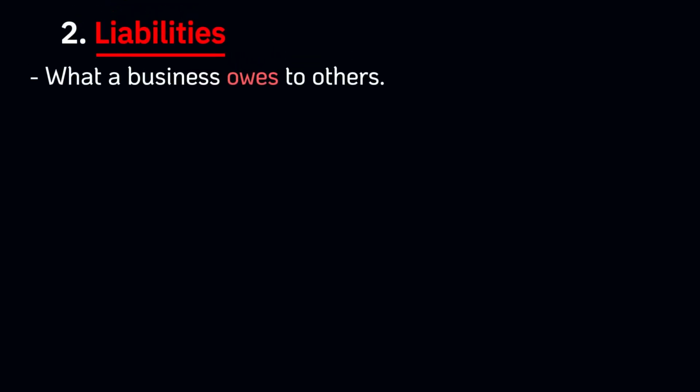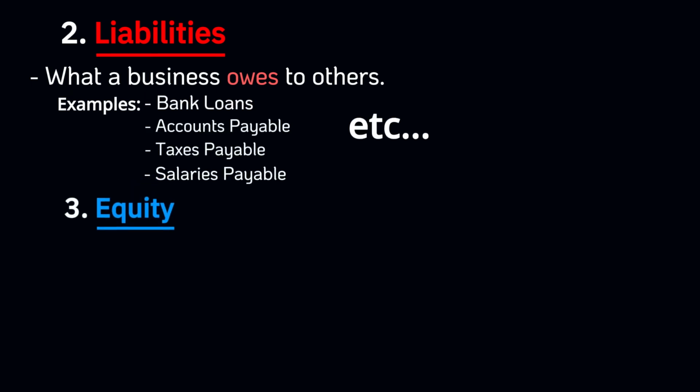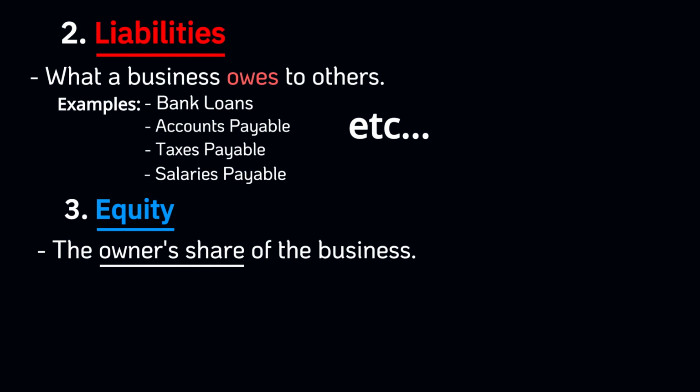Liabilities are things the business owes to others. For example, bank loans, accounts payable, tax owed, and etc. Equity is the owner's share of the business, and it shows how much the business is worth to the owner after all debts are paid. Some examples are owner's capital and retained earnings.